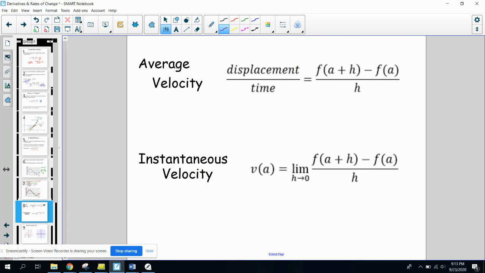So again, just a recap of what we talked about. The average velocity, that is really the slope of the secant line. So I'm just going to put slope of secant. And the way that you can think about this is just displacement over time. So it's just the change in y over change in x between points.